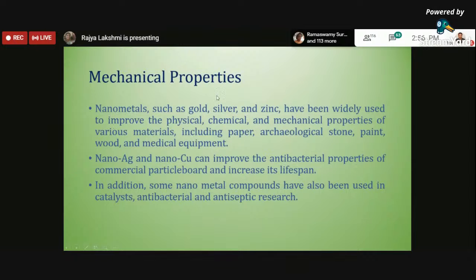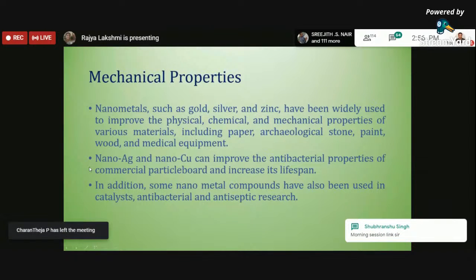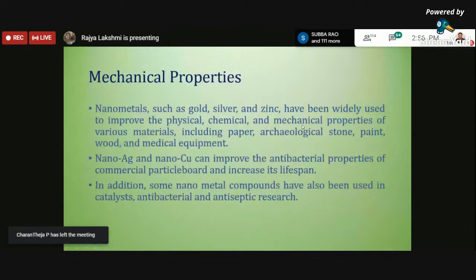And when it comes to the materials which are very common for fabricating various products, if you take nanometals such as gold, silver, zinc, whatever it is, they have been widely used to improve the physical, mechanical, and chemical properties of various materials. These elements are added as alloying elements to improve the mechanical properties of other materials, including paper, archaeological stone, paint, wood, and medical equipment also. All these material properties are improving physically, chemically, and mechanically, especially because of this nano size.